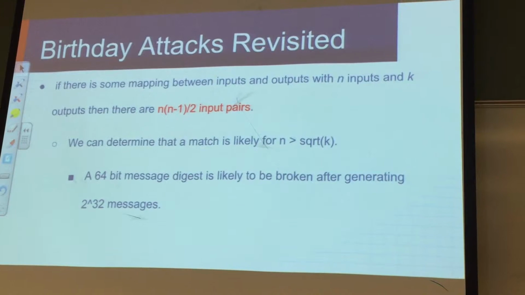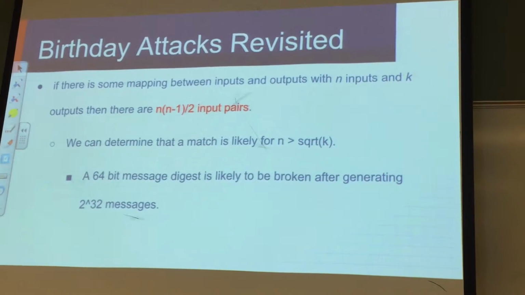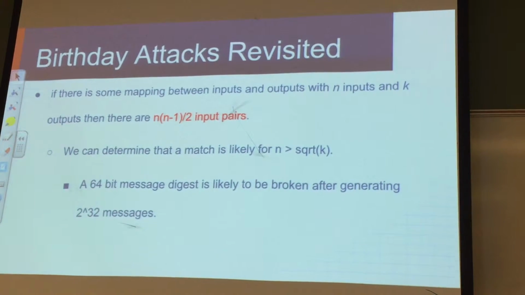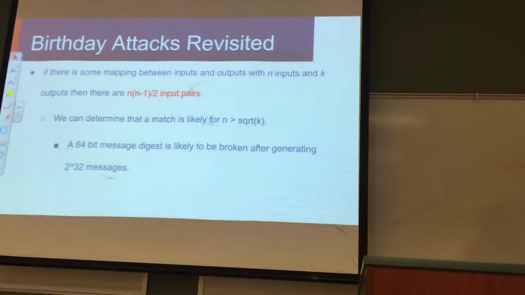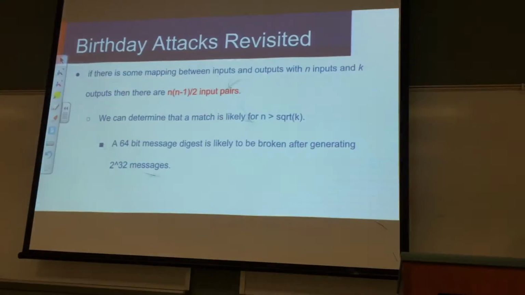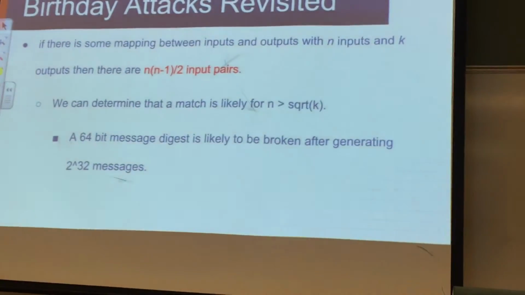From that, we can deduce that a 64-bit message digest is actually very likely to be broken by only needing to generate 2 to the 32 messages. While this seems like a lot, in actuality, it can be broken rather quickly, especially with faster processors nowadays.